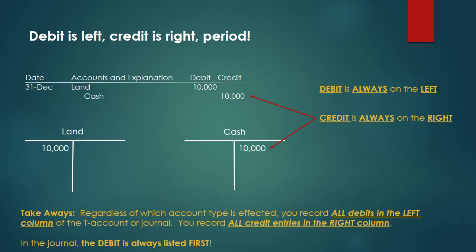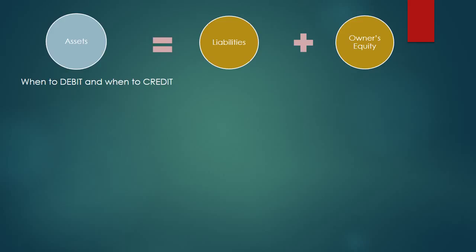Now, another little note, when journalizing, always list your debit first. It's just the proper way to do it. Start with the debit and then the credit. Now, we know that debit is left and credit is right. But we still need to know when journalizing and when transacting business to record a transaction as a debit or a credit.